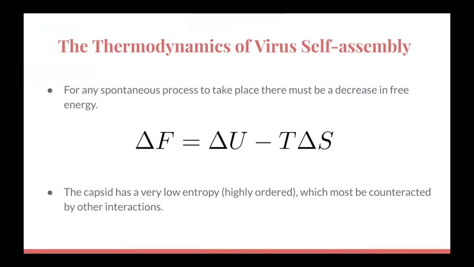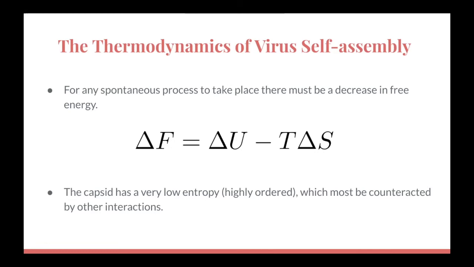So virus self-assembly is a spontaneous process. And we know from thermodynamics that for any spontaneous process to take place, there must be a decrease in the free energy. The equation for free energy has two components, an energetic and an entropic term, as you can see on the slide. When a virus capsid is assembled, the entropy of the constituents decreases as the capsid is in a highly ordered state compared to the previous state. This by itself results in an increase in free energy. So we know from this there must be more factors at play for the process to take place spontaneously.